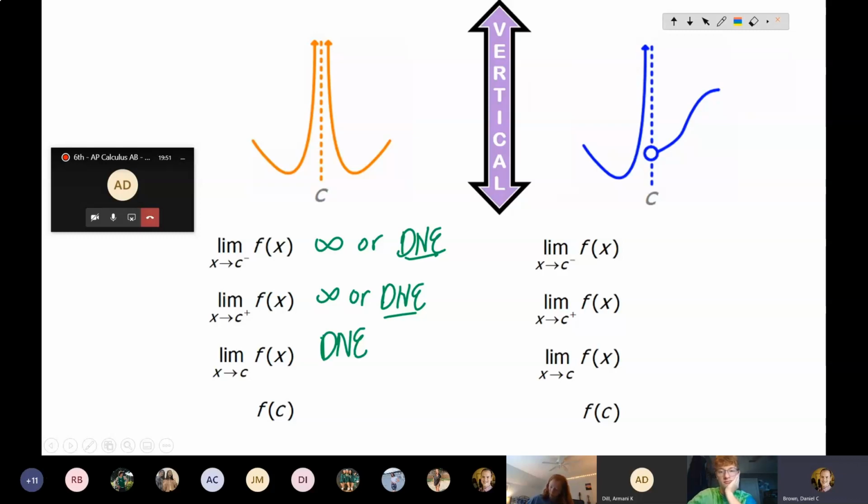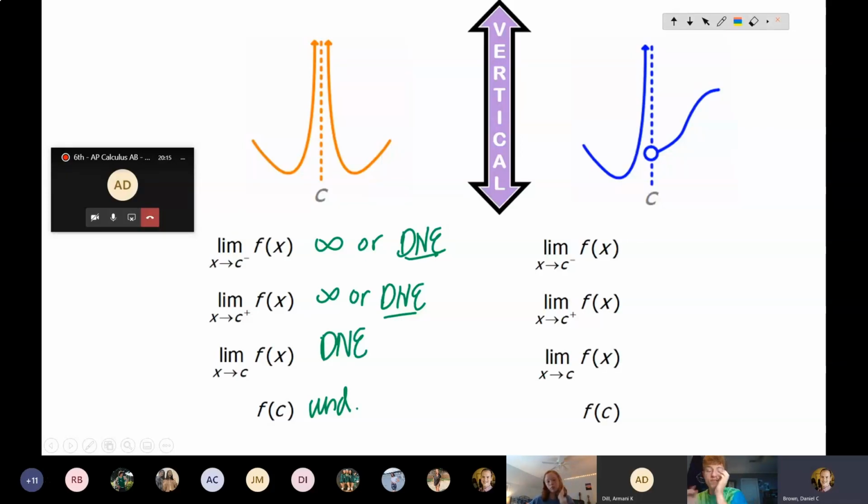And then does the value exist for that function? No. And when it's the value, I tend to reserve does not exist for limits. For the value, undefined is the word we tend to use. Like if you put D and E, would I mark it wrong? No, but undefined is just a little bit better in that case.